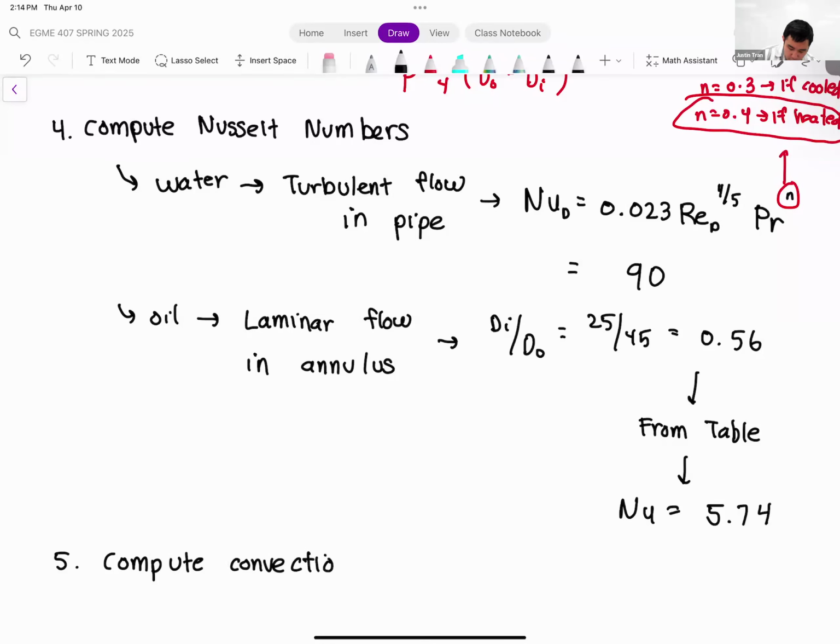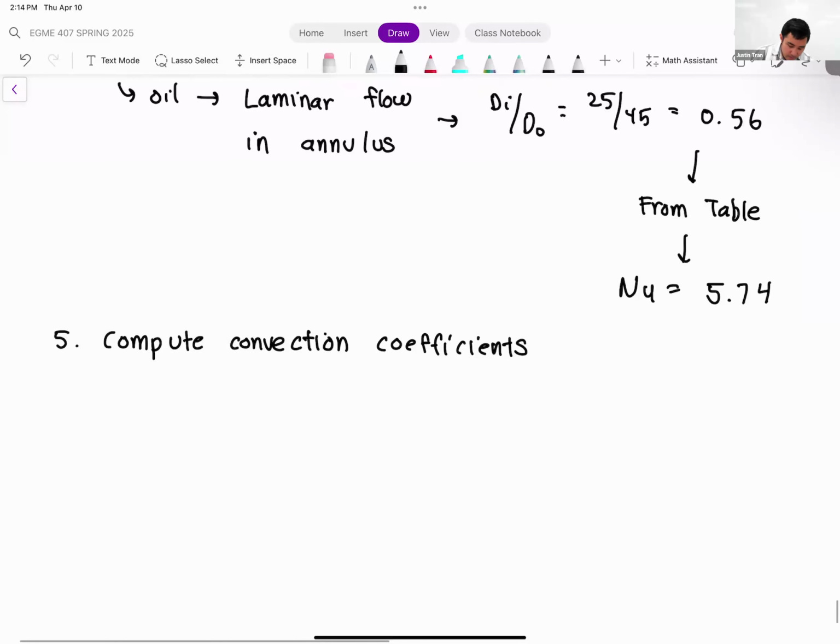All right, so now that we know our Nusselt numbers, our last step is to compute our convection coefficients. Our convection coefficients for both cases is going to be the Nusselt number multiplied by the respective thermal conductivity divided by the respective diameter.